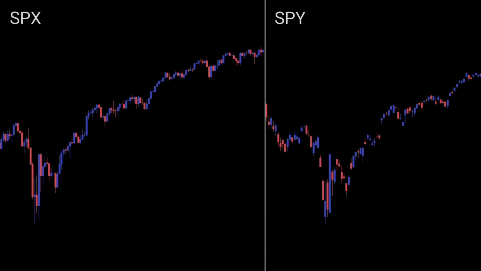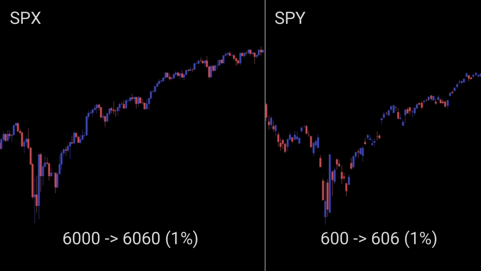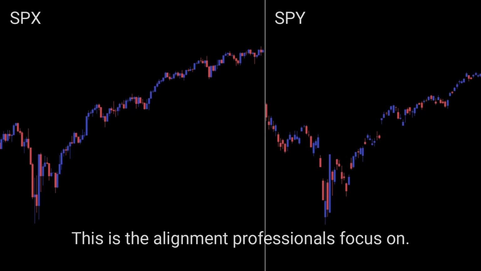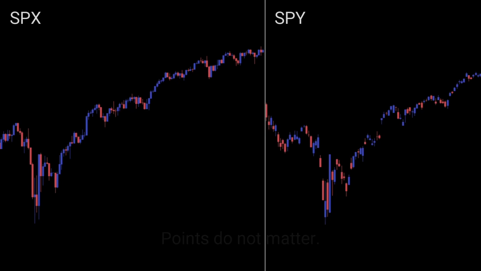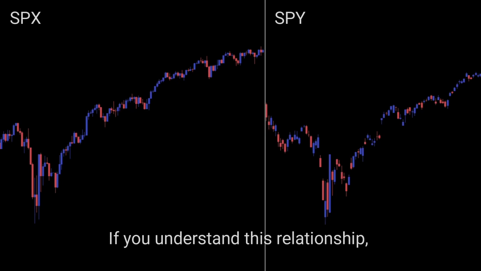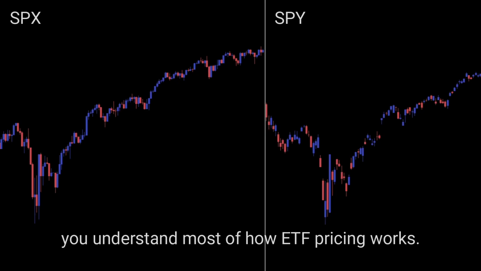Place SPX and SPY side by side during the same move. If SPX is 6,000 and rallies to 6,060, a 1% move, SPY will move from roughly 600 to about 606, also 1%. This is the alignment professionals focus on. Points don't matter, percentage does. If you understand this relationship, you understand most of how ETF pricing works.